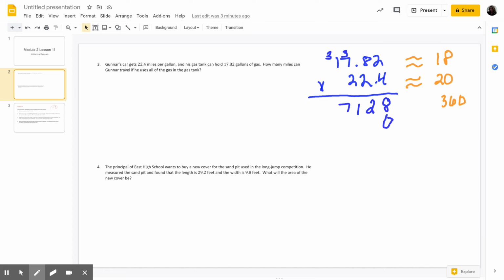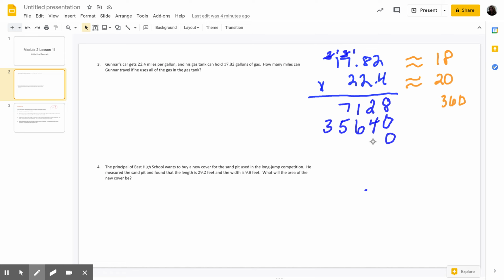So we need one placeholder. That is a funny looking 0. I'm going to cross these 2 out because I already used them. 2 times 2 is 4. 2 times 8 is 16. Carry the 1. 2 times 7 is 14. Plus 1 is 15. Carry the 1. 2 times 1 is 2. Plus 1 is 3. Now we're going to the next 2.